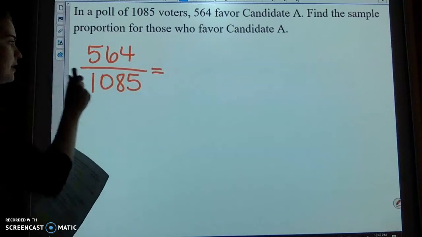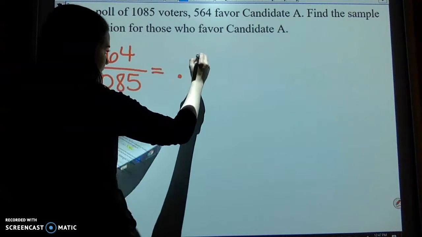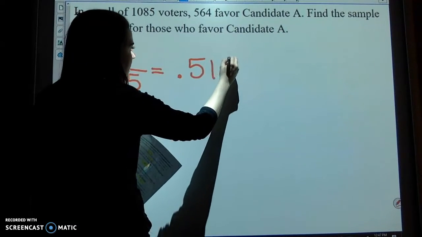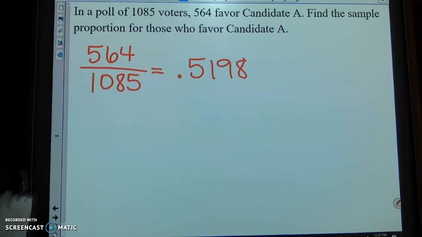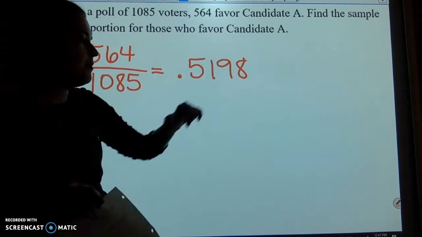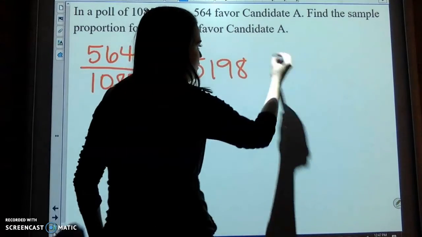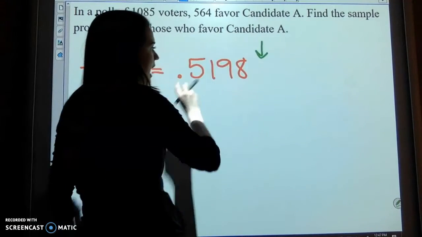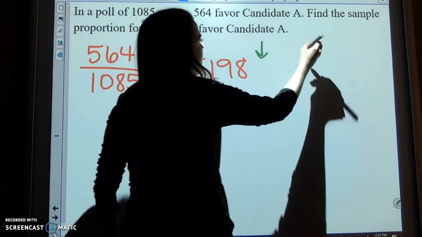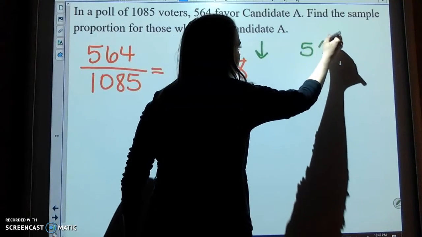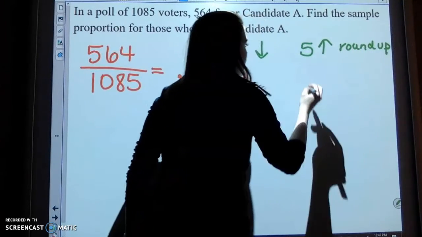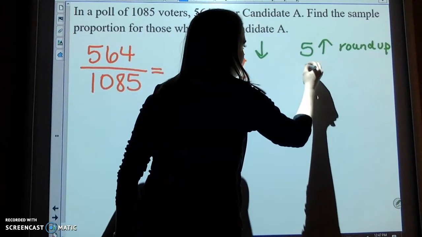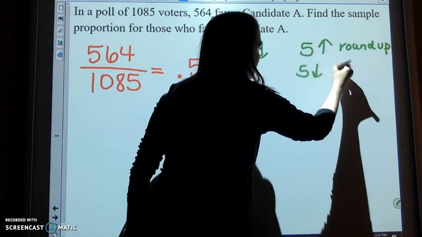So here's where I said go to 4 decimal places. So 0.5198. Now I have this written down on my piece of paper because I thought I would be doing this in person with you. So if you don't know where I got the 8 from, when you are rounding, if the 5th number after the decimal is 5 or above, you round up. If it is below 5, then you round down.